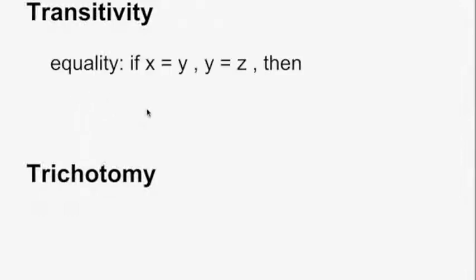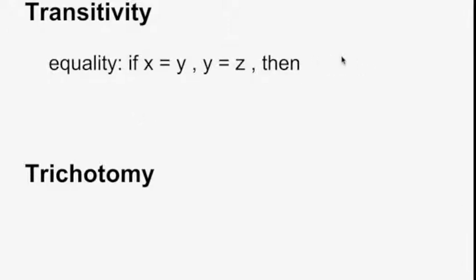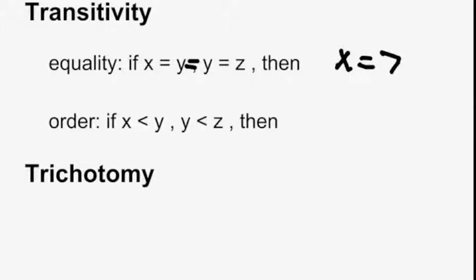The next properties are transitivity and trichotomy. Transitivity states that if x equals y and y equals z, then x equals z. So the y's are equal to each other, so it just all flows. For order, it states that if x is less than y and y is less than z, then x is less than z, which makes sense. If you have 3 is less than 4 and 4 is less than 5, then 3 is less than 5, which is true.